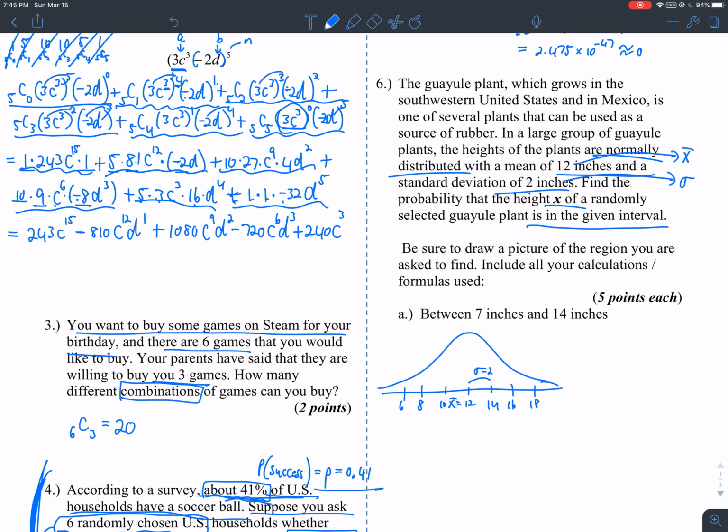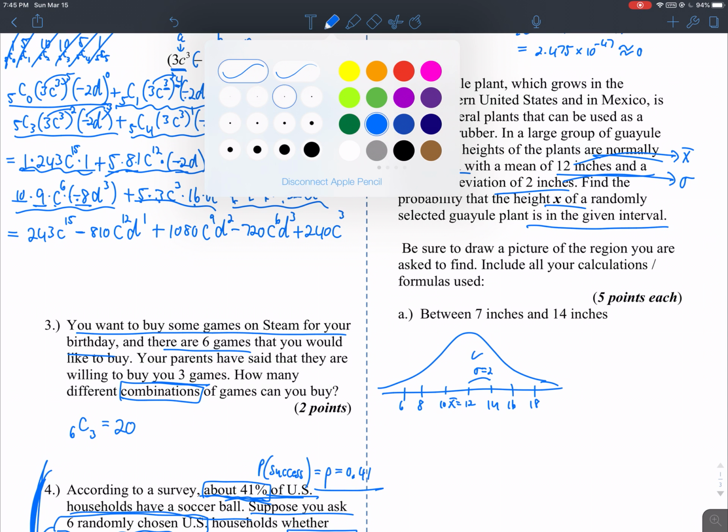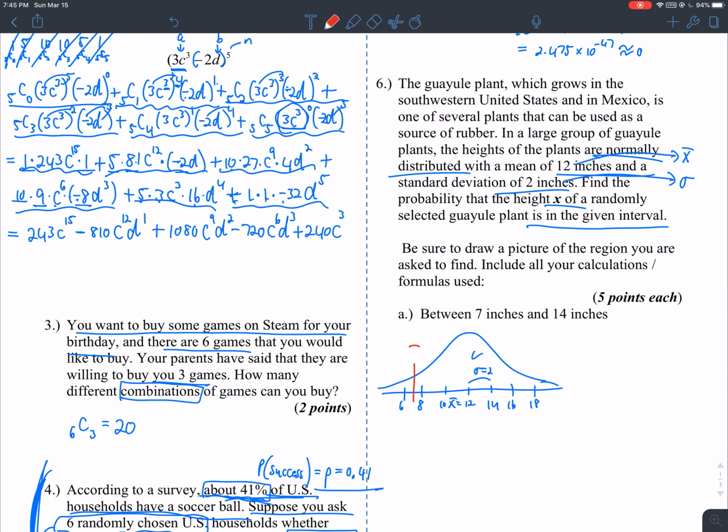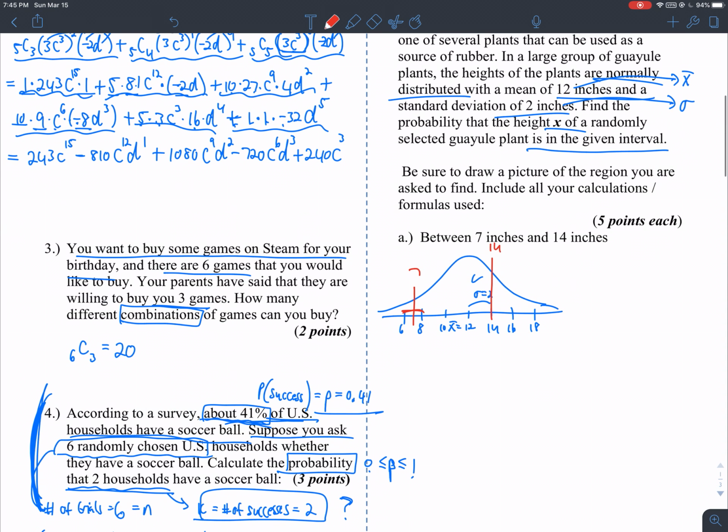The question is, what is the probability that I randomly pick an x, or in this case a plant, that is between 7 and 14 inches in height. Let me do a different color. So 7 would be right in the middle here, and 14 would be right there. Since I'm in the middle of a standard deviation like this, I know I can't use the memorized little picture that we had with the 34, 34, all that kind of stuff. You can't really do that, because I'm in the middle of a standard deviation.